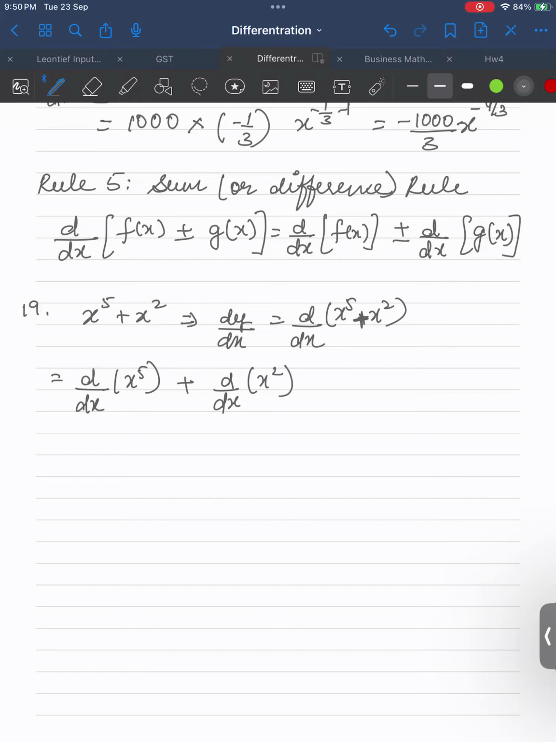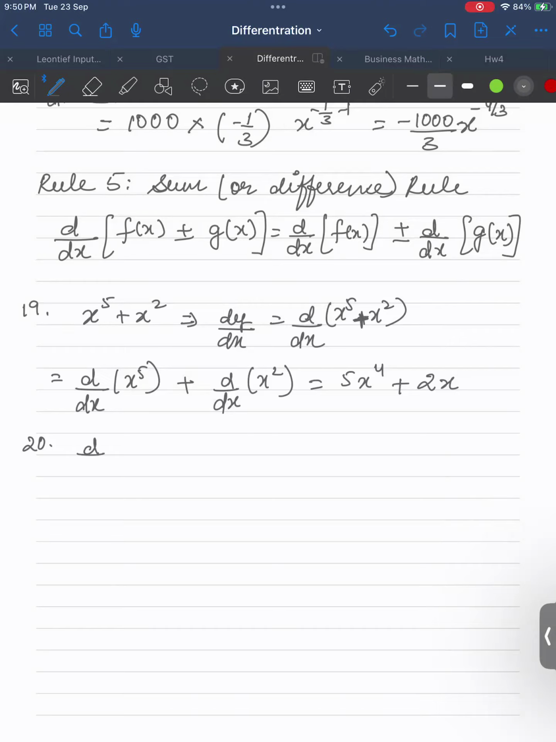ठीक है जी, बस अब simple solve हो जाएगा. We know the formula. इसका कैसे होता है? 5 would be outside and 5 minus 1 would be 4, plus 2 would be outside, x 2 minus 1 would be 1, so it would be x. So this would be the answer. Clear? We have put the same rule which I explained to you. Let me do few more questions.